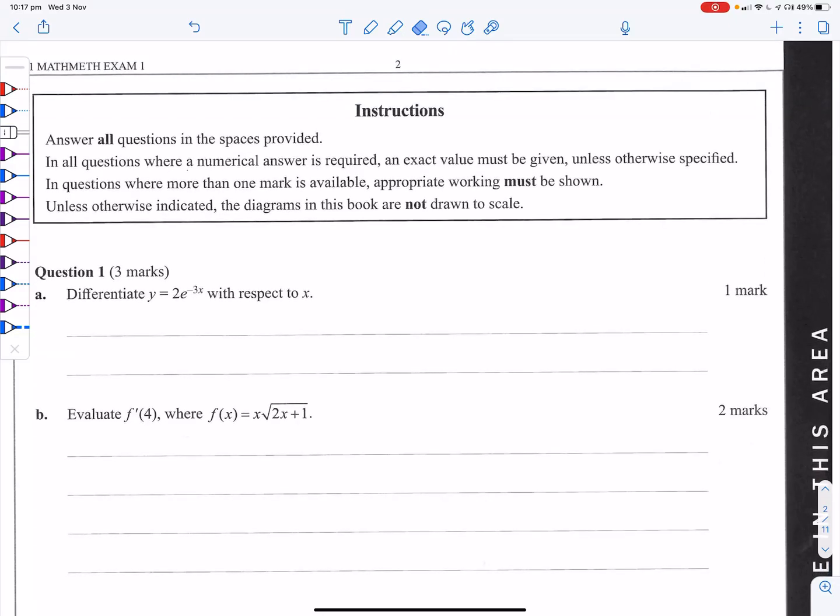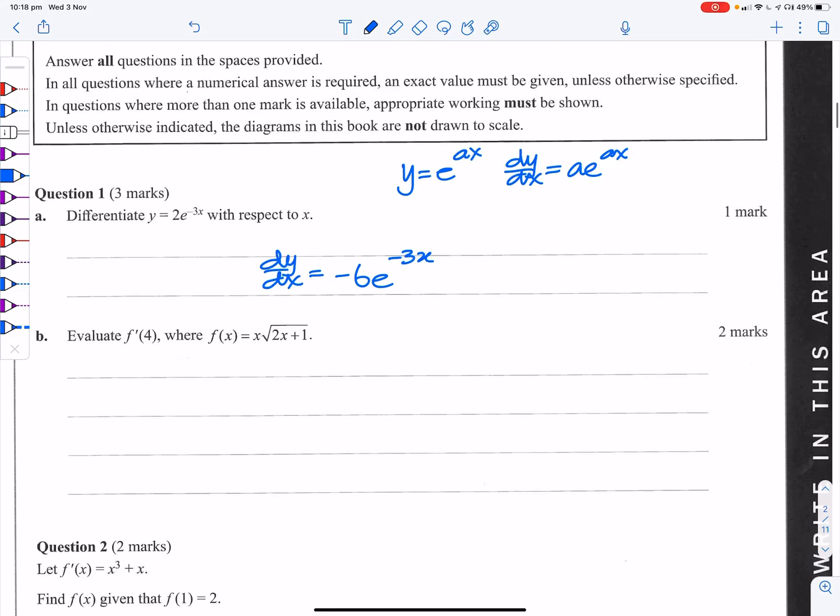So, the first one, differentiate this. We know if we have y is e to the ax, dy dx is ae to the ax. So in this case here, we get dy dx. We bring that -3 down to the front and multiply it by the 2. We get -6e to the -3x.